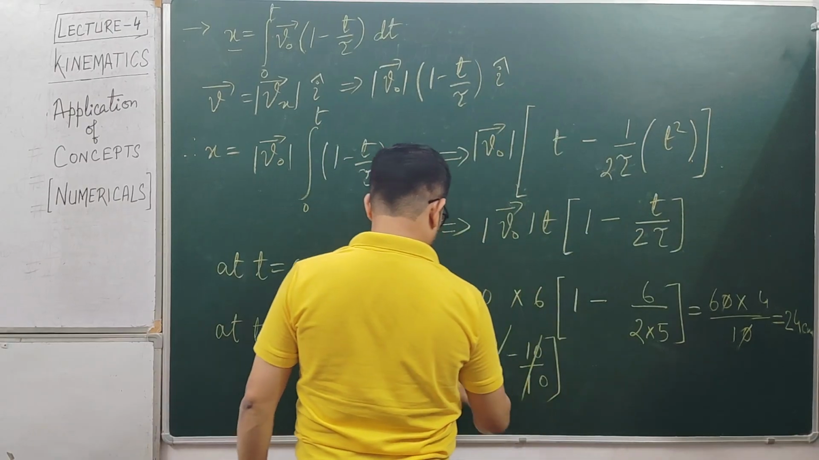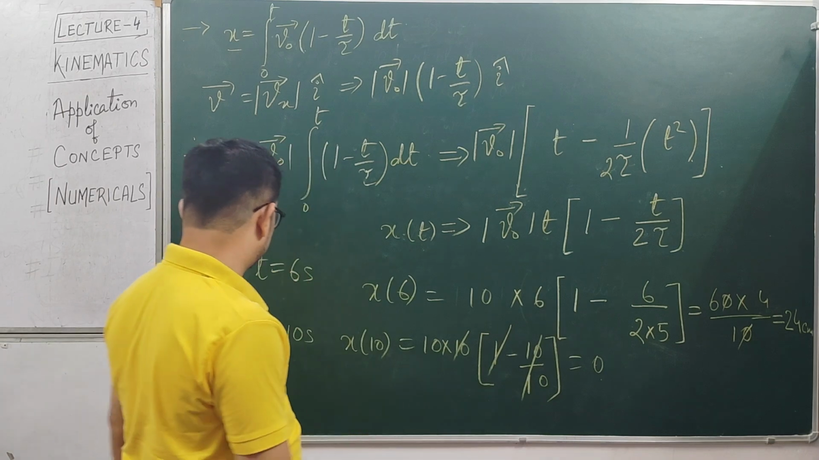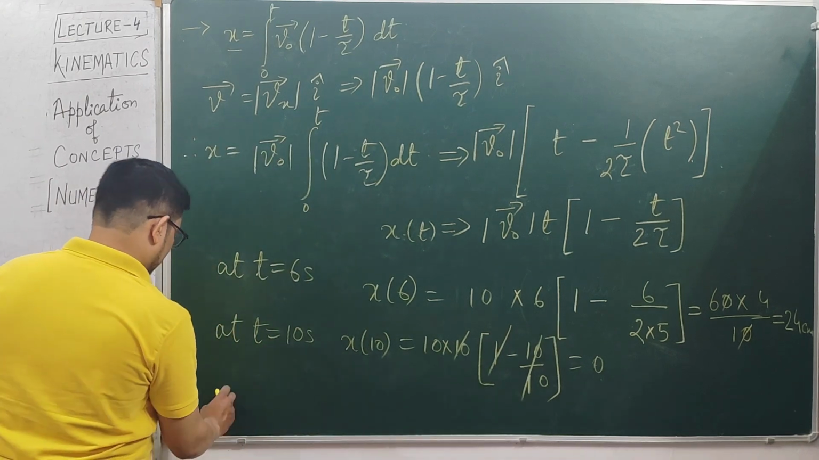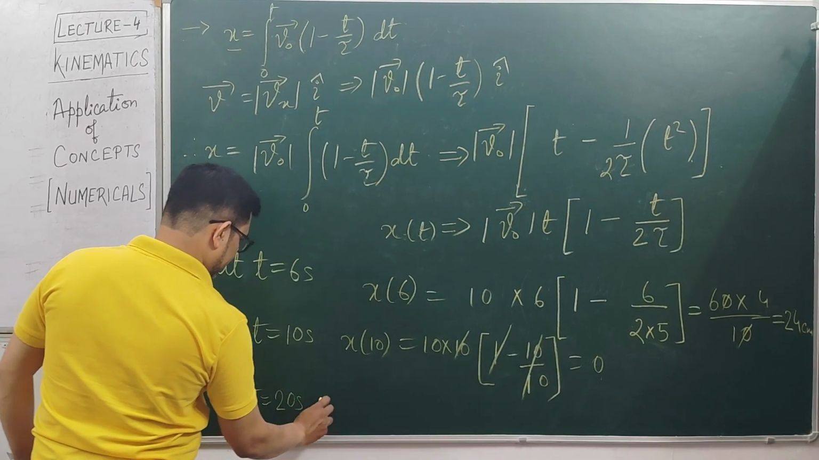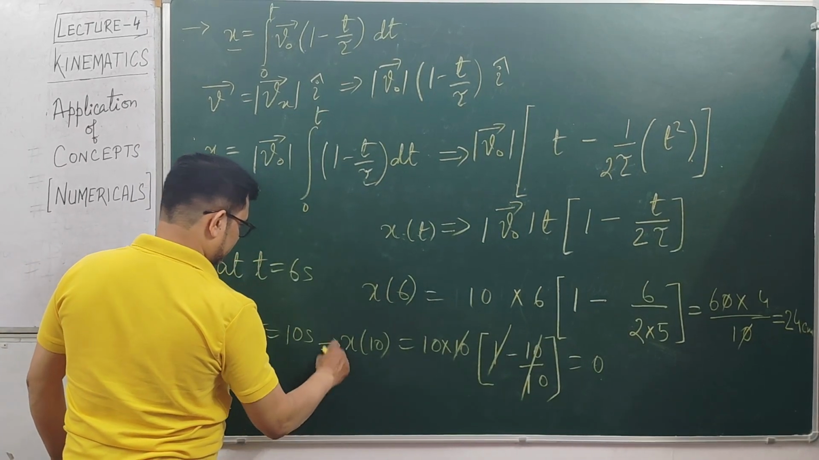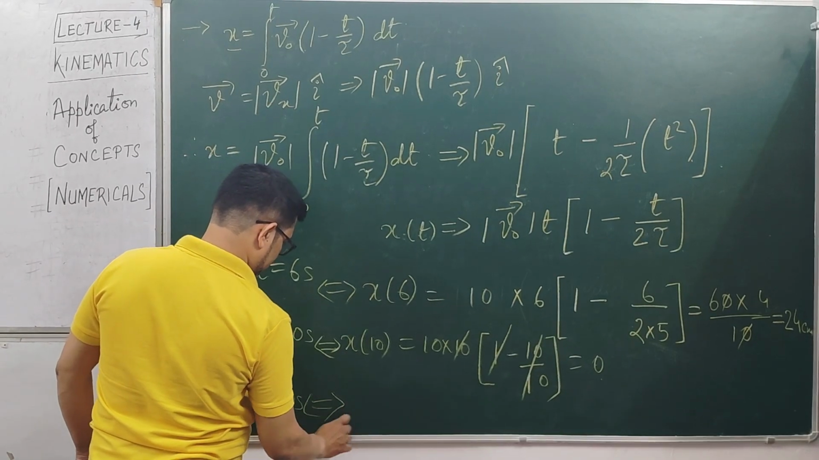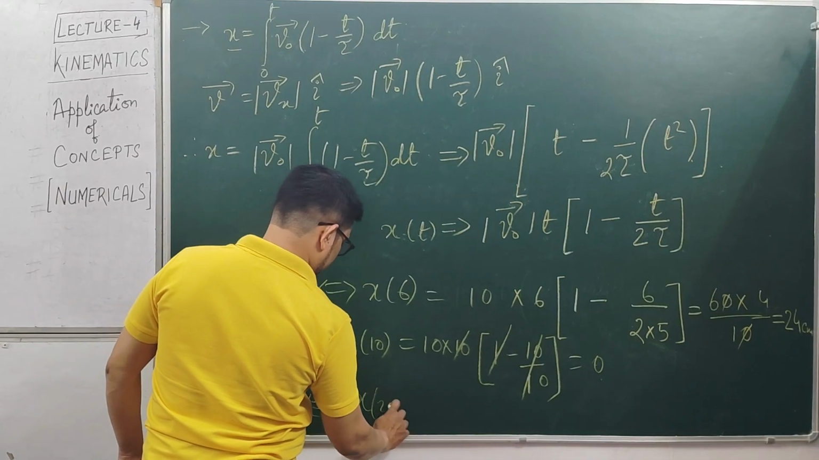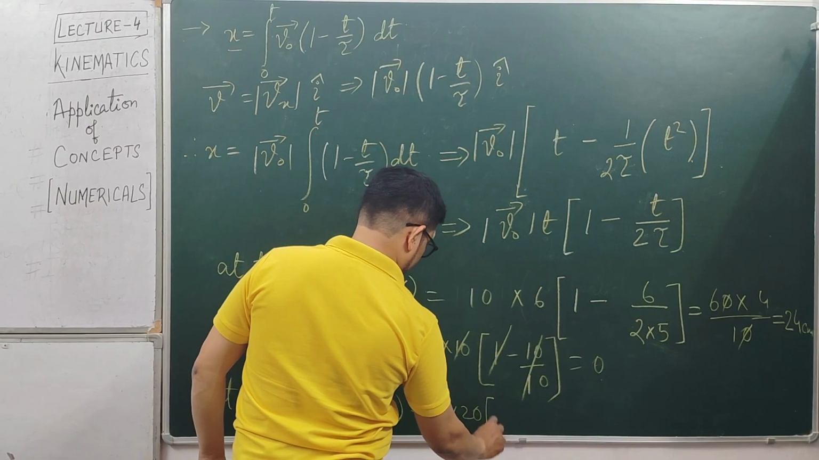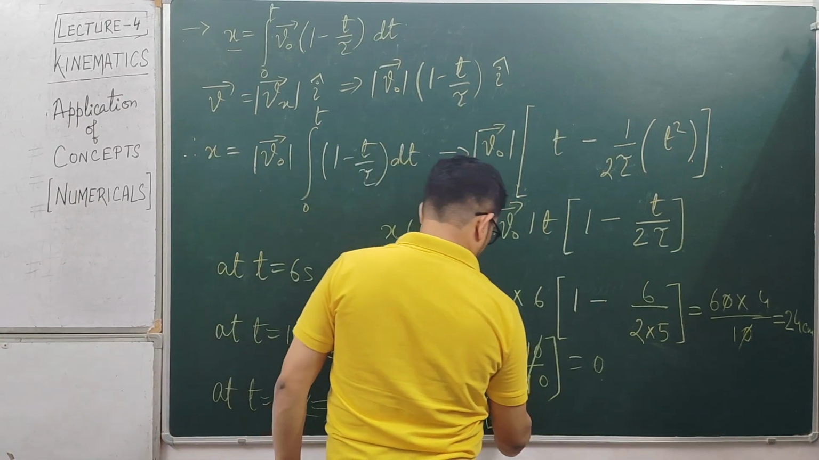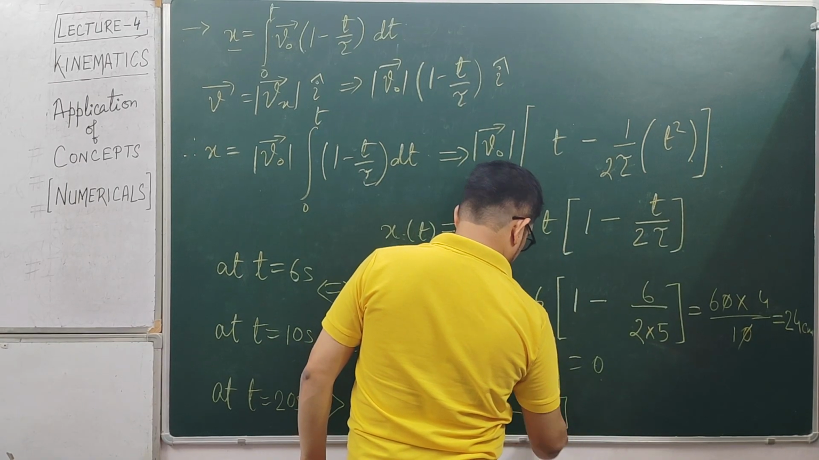So this goes to 0, which is equal to 0 at the origin. x is at the origin. At t is equal to 20 seconds, we get x(20) is equal to 10 times 20, times 1 minus 20 over 10.